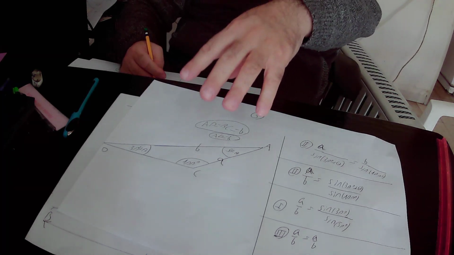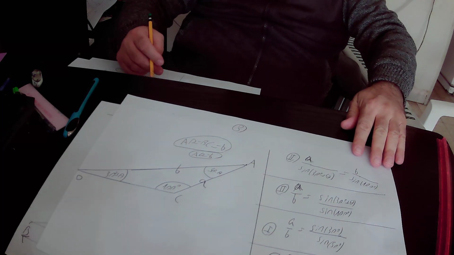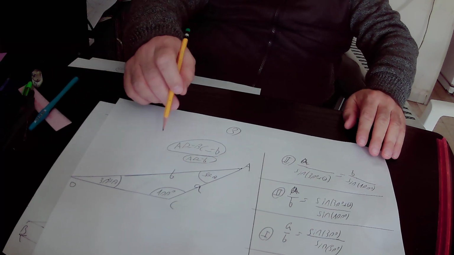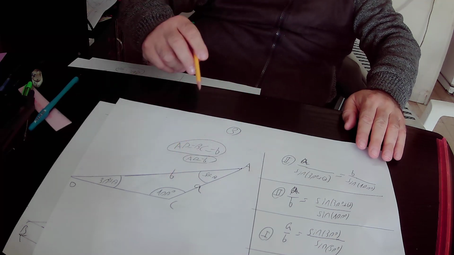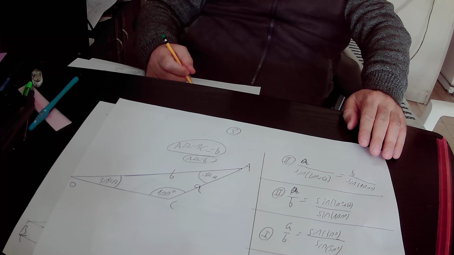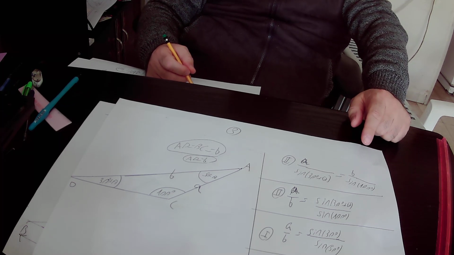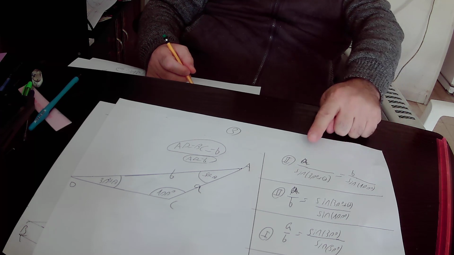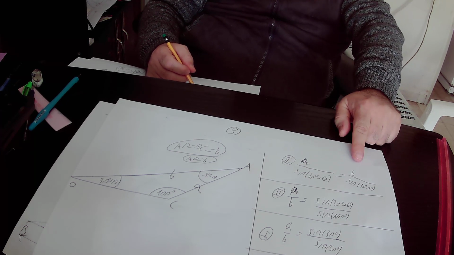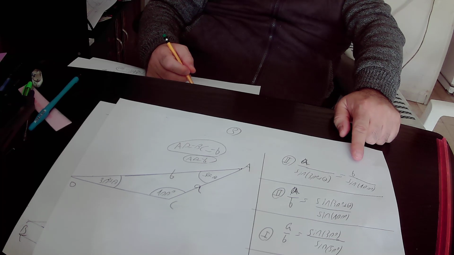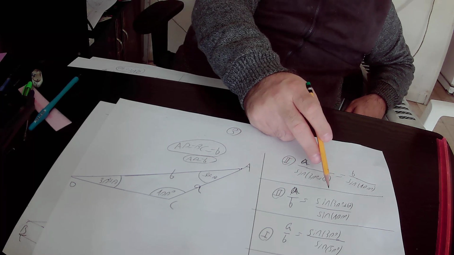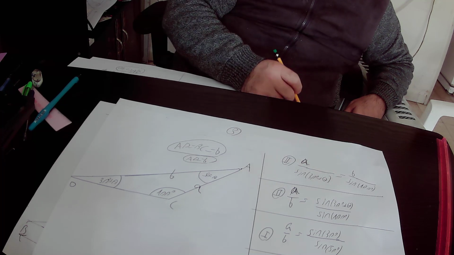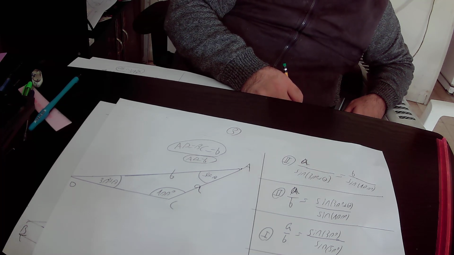So we implemented the law of sines in triangle ADC. According to the law of sines, A over sine (30 degrees plus theta) equals B over sine 100 degrees. Here we divided this equation number 2 by B, and then multiplied by sine (30 degrees plus theta). We got that A over B equals sine (30 degrees plus theta) over sine 100 degrees.